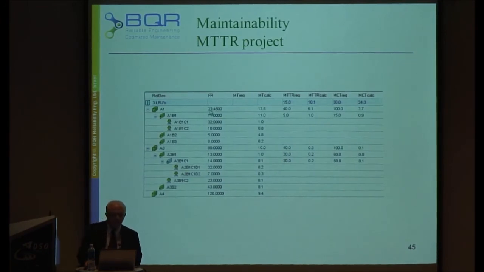MTTR is the mean time to repair. This gives us the maintenance time needed to remove and replace every assembly. And at the end, you see the MTTR calculated. For example, to repair this assembly takes me, on average, 6.1 minutes by replacing this assembly, this and this.